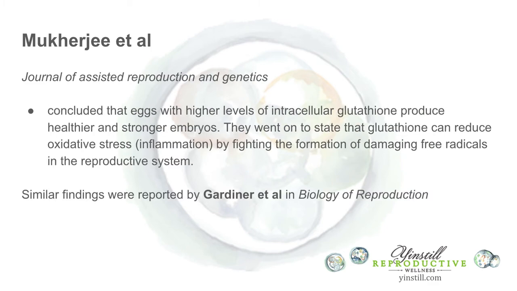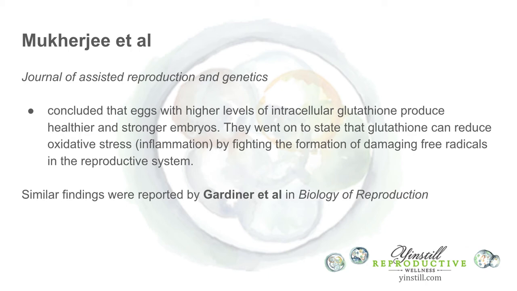So research done by McHurgy et al., published in the Journal of Assisted Reproduction and Genetics, concluded that eggs with higher levels of intracellular glutathione produce healthier and stronger embryos. They went on to state that glutathione can reduce oxidative stress and inflammation by fighting the formation of damaging free radicals in the reproductive system. Similar findings were reported by Gardnier et al. in Biology of Reproduction.